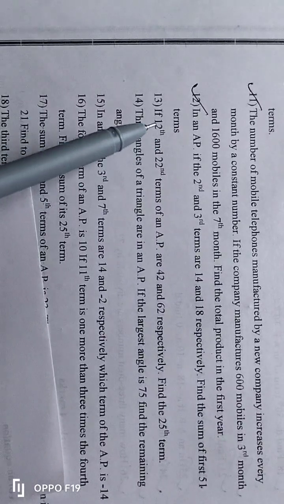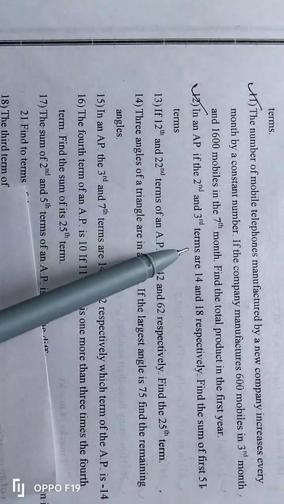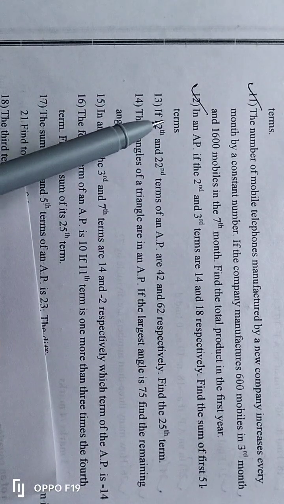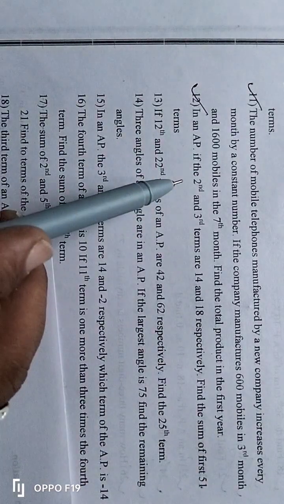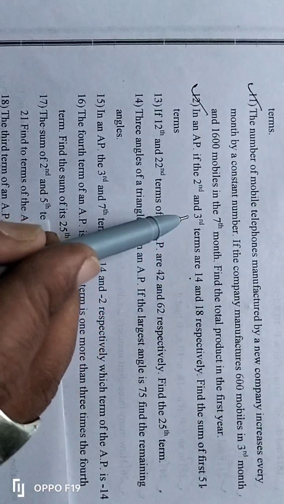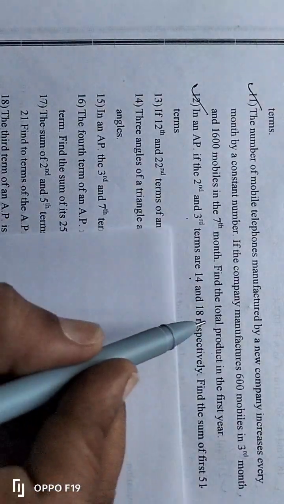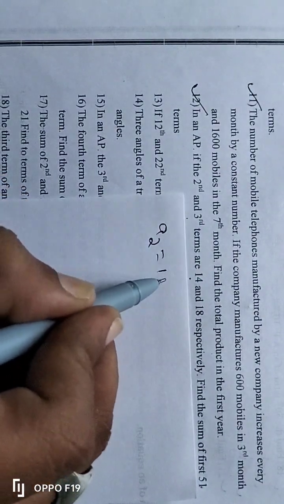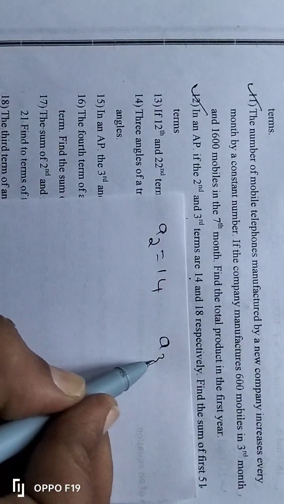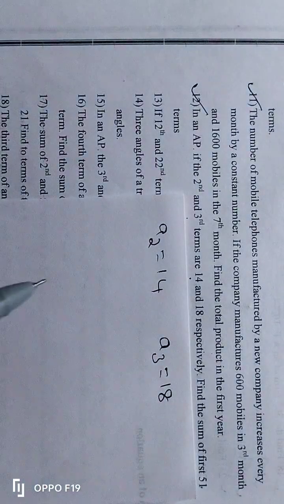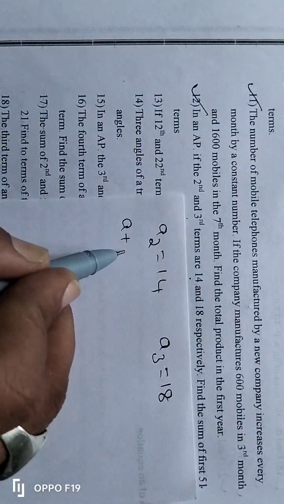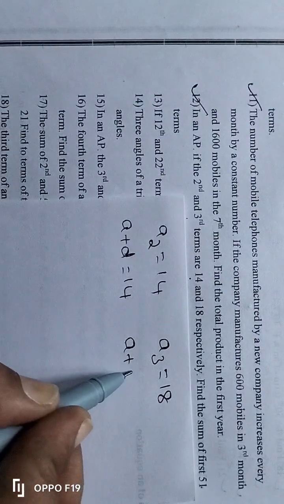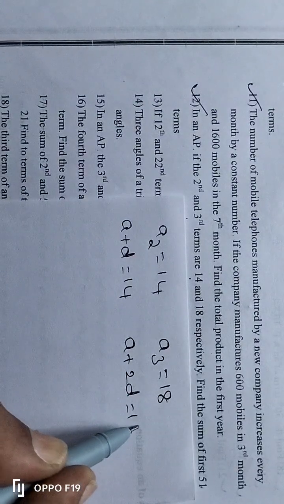In the 12th question, in an AP, if the second and third terms are 14 and 18 respectively, find the sum of the first 51 terms. What is the second term given? 14. What is the third term given? 18. So second term can be written as A2, which is equal to 14, and third term is written as A3, which is equal to 18. A2 can be written as A plus D, which is equal to 14, and A3 can be written as A plus 2D, which is equal to 18.